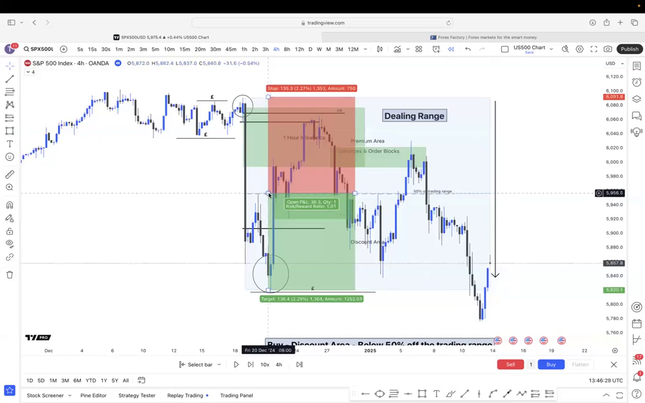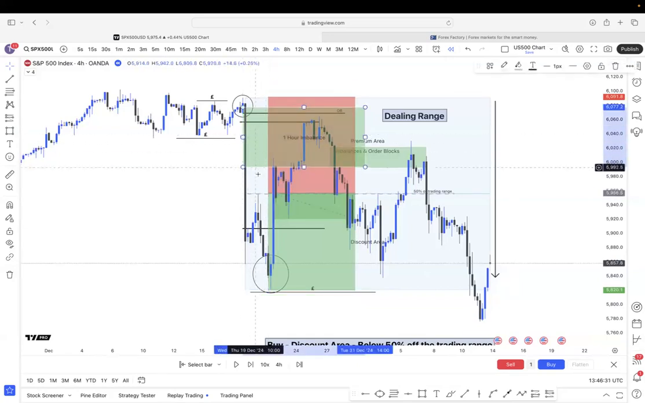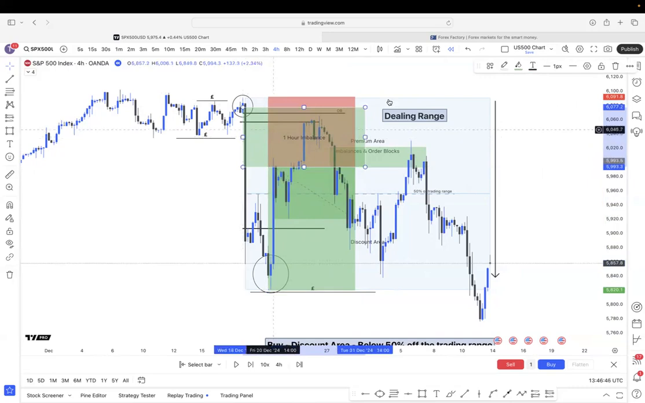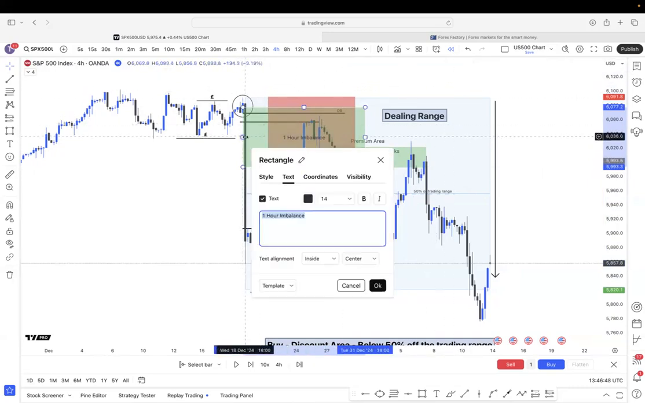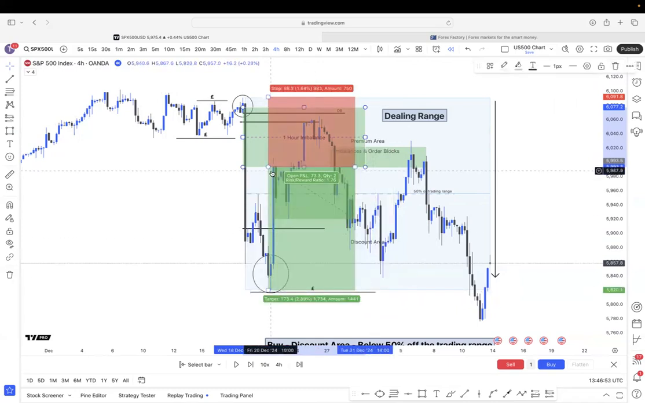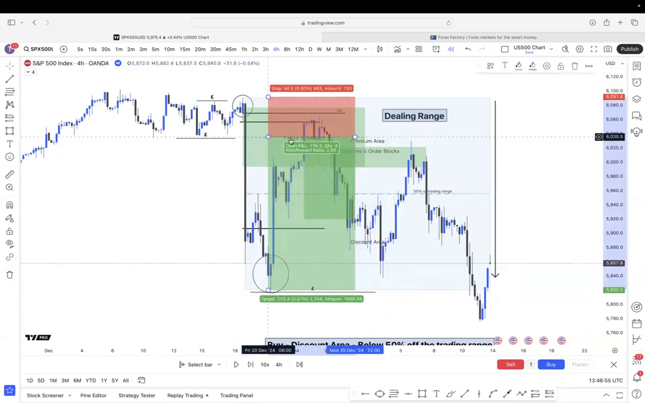Now, if we can refine our entry to this area of inefficiency here, you will be able to see that the risk reward is looking a little bit better. So for the 1% I'm risking, I'm getting 1.76% back. But ideally, we want to go for a little bit better than that. If we look at this 1-hour imbalance, and let's just say we took an entry on the middle of that imbalance, which is 50%, we could see we took the entry right here, and we're getting 3 times our risk back, nearly 4 times our risk back for this particular entry right here.